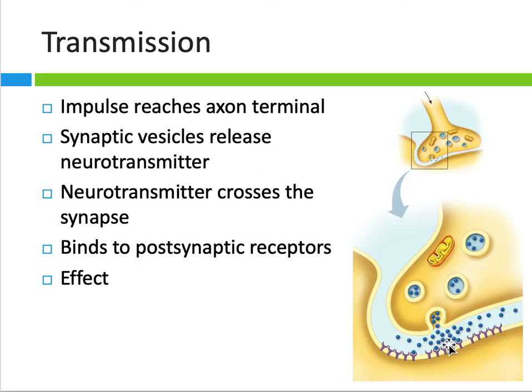So again, the way an impulse is carried is that the impulse reaches the axon terminal after going down the whole axon. The synaptic vesicles then release a neurotransmitter. The neurotransmitter crosses the synapse, the gap, and binds to postsynaptic receptors in order to carry out an effect or continue the impulse.